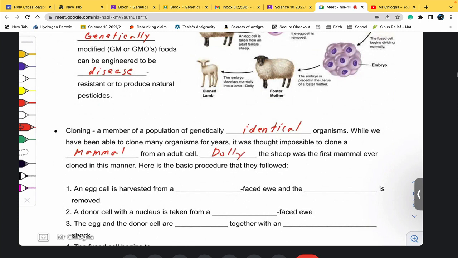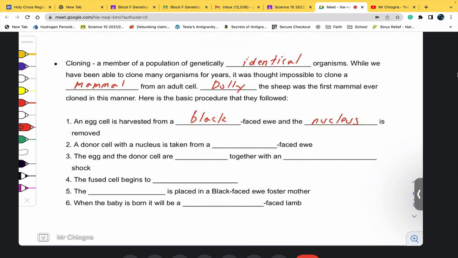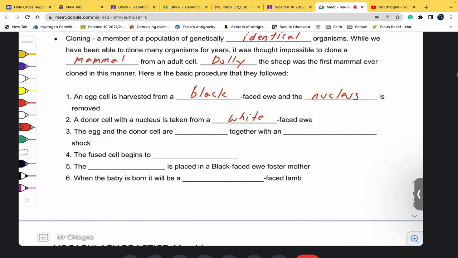Here is the basic procedure that they followed. An egg cell is harvested from a black-faced ewe, and the nucleus is removed. A donor cell with the nucleus is taken from a white-faced ewe, and the egg and the donor cell are fused. They're fused together with an electric shock.